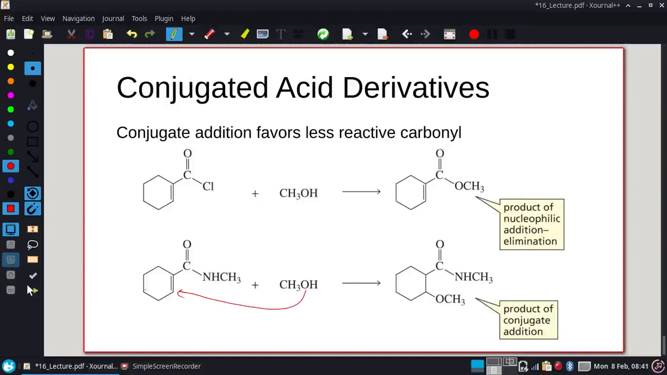So the reactivity of the carbonyl really does drastically affect how this happens. And that gets us done with this chapter. Now, quite a few example problems, quite a few things to practice, and let me know if you have any questions.